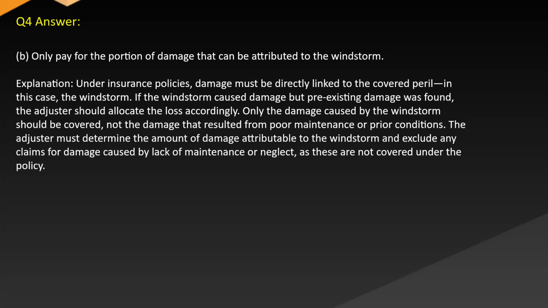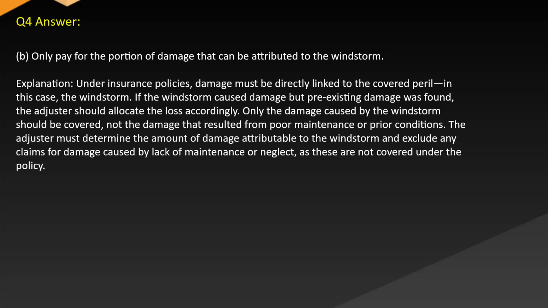Answer: B. Only pay for the portion of damage that can be attributed to the windstorm. Explanation: under insurance policies, damage must be directly linked to the covered peril, in this case the windstorm. If the windstorm caused damage but pre-existing damage was found, the adjuster should allocate the loss accordingly.